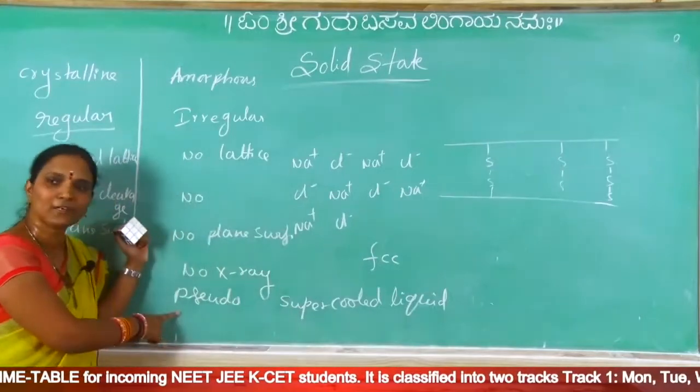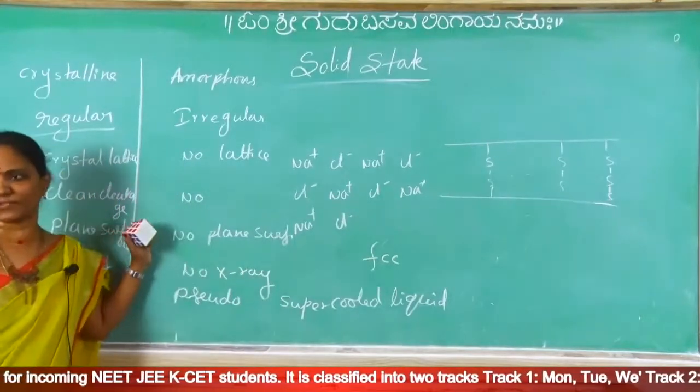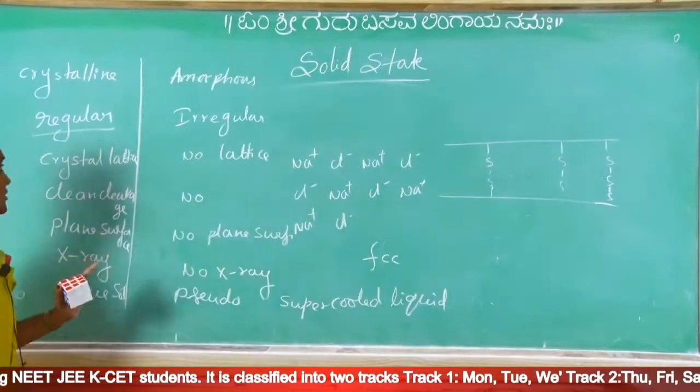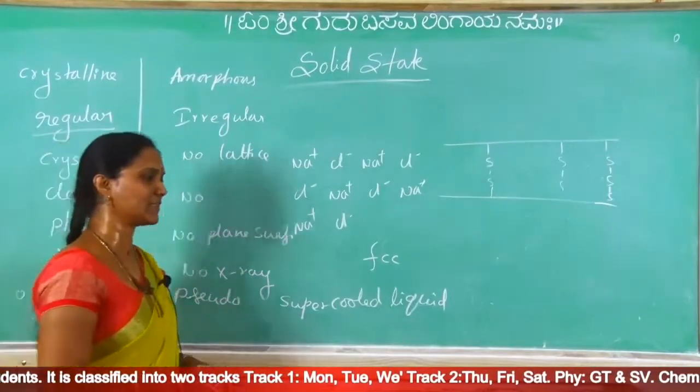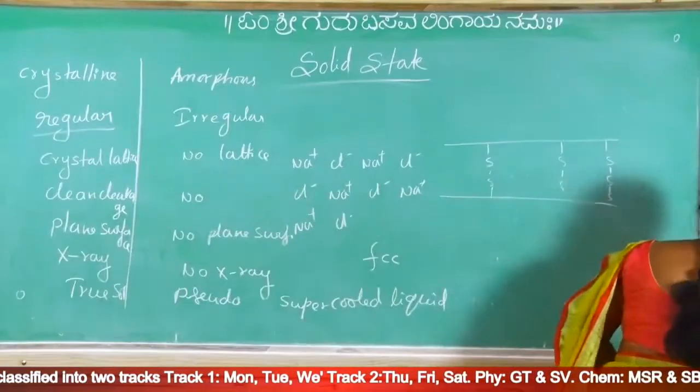Why is it called a pseudo solid? There is no exact shape. That's why it is a pseudo solid. So crystalline solids are called true solids. Okay. And the next one, let us come to the next.